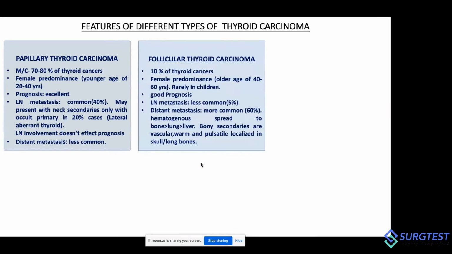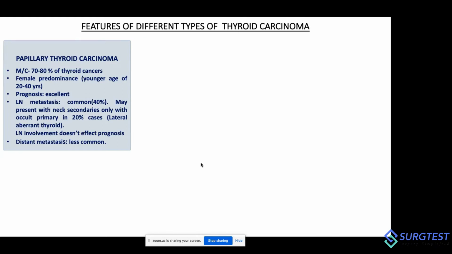I will be discussing these major five types of thyroid cancer in a comparative manner. The same points will be discussed in different slides as a comparison. So first is the papillary thyroid carcinoma, most common, 70 to 80% of thyroid cancer, with a female predominance and younger age group. Prognosis is excellent.